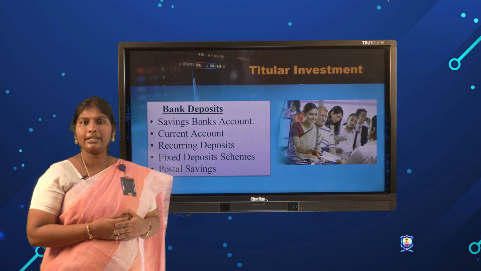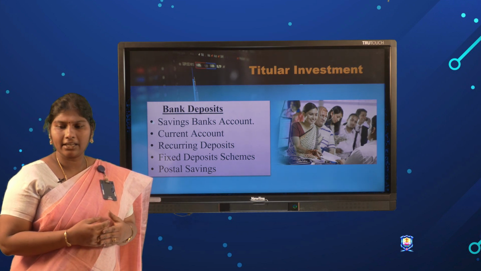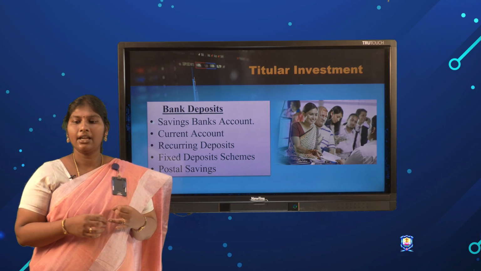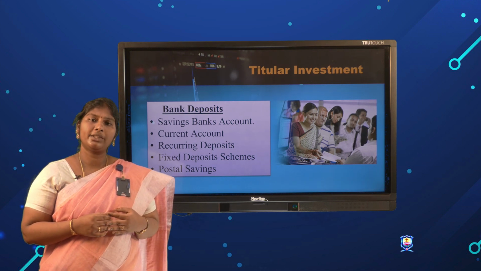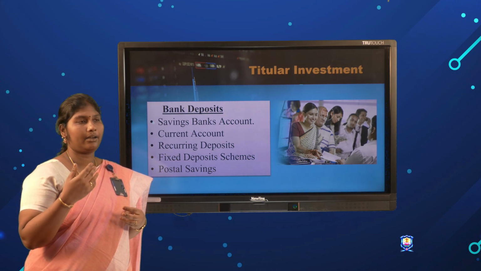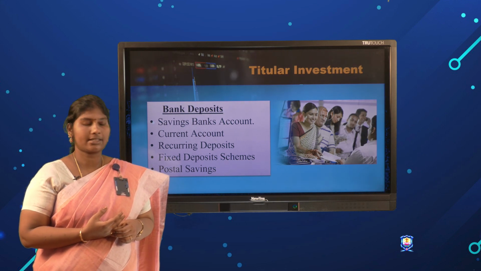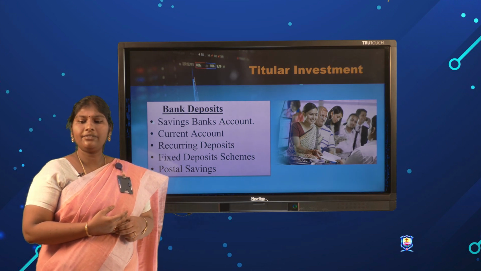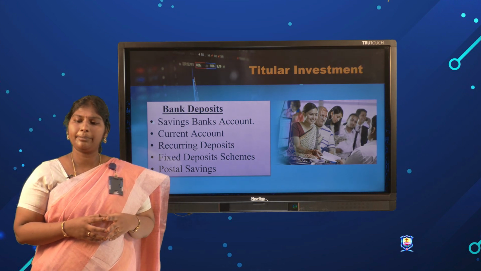The second one is the current account. A current account is used by business people. It is a running account because this account is operated by business professionals, corporates, industries, etc. The amount deposited is withdrawn and paid on a continuous basis for business operations. The next deposits we have are recurring deposits. The investor pays a certain sum of money every month for a stipulated period.